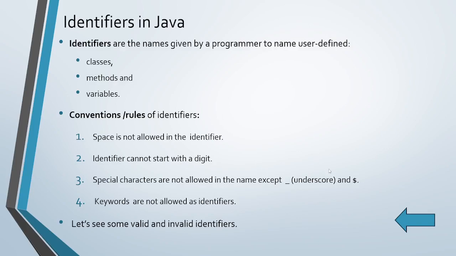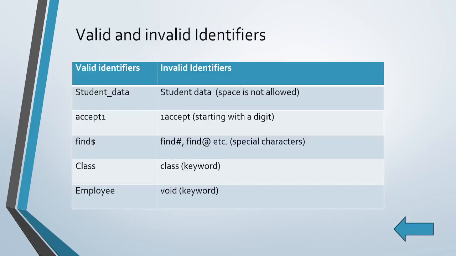Let's see some valid and invalid identifiers. Valid ones: student_data, except_one, find$, class with a capital C, employee. All of them are valid because underscore is valid, and a digit cannot be placed at the beginning, but in between or at the end it is okay. The dollar sign is allowed. Keywords are always in lowercase, so capital C Class is okay. Now the invalid identifiers: student space data, because space is not allowed; one_except, starting with a digit; find#, because any special character except underscore and dollar is not allowed; class, which I cannot use as a name because it is a keyword; and void is a keyword.